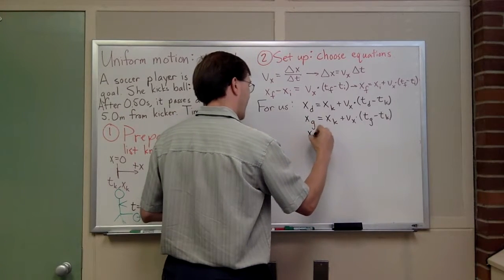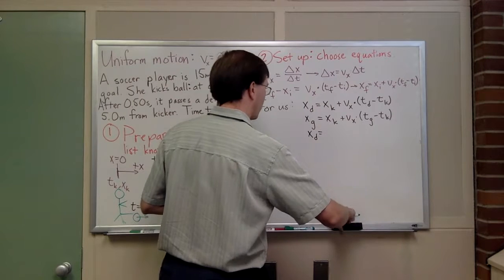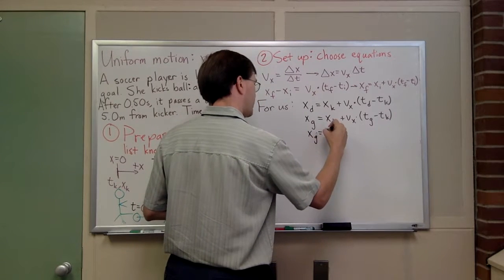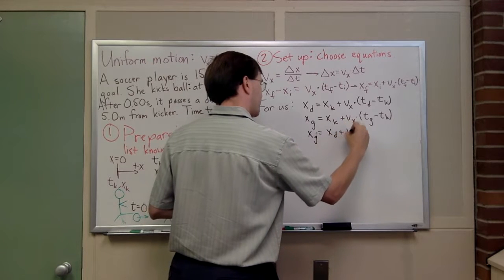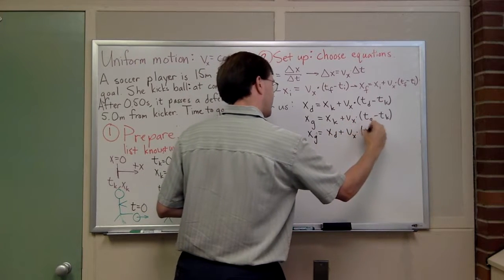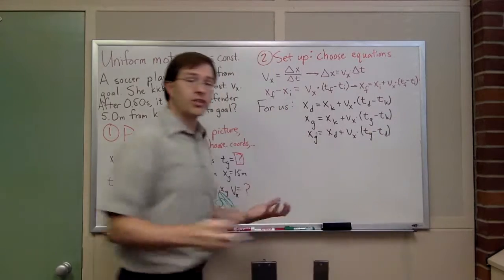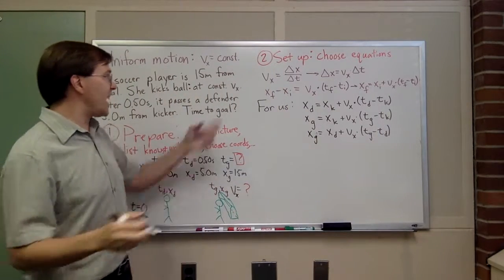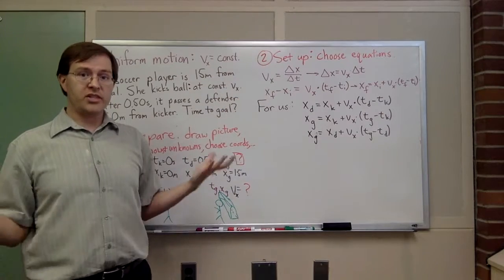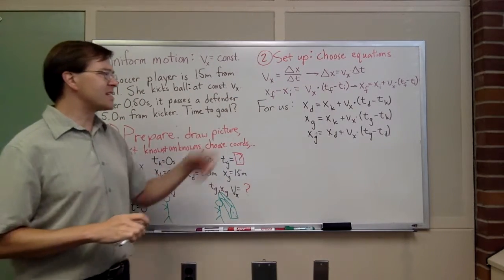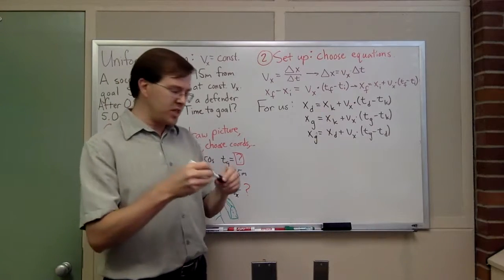I could say x final is goal. I could say x goal equals x defender plus Vx times t goal minus t defender. That's also a valid equation. As long as I have a delta x and a delta t, initial and final, I can do this. This is great.